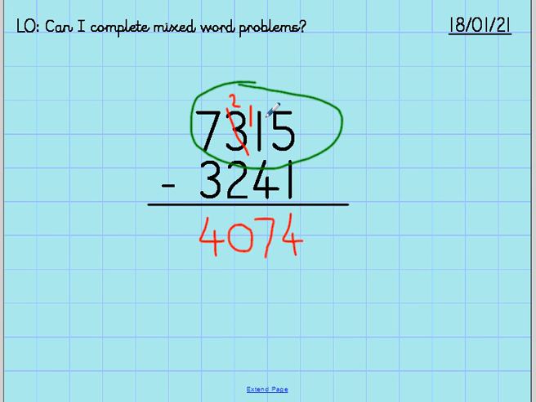So when Kylan was working through this one, he knew that we couldn't do 1 take away 4, so he exchanged over here. He borrowed a 1 from here, and he's then made 11 subtract 4, and this became 2 subtract 2. So remember our method for column subtraction.